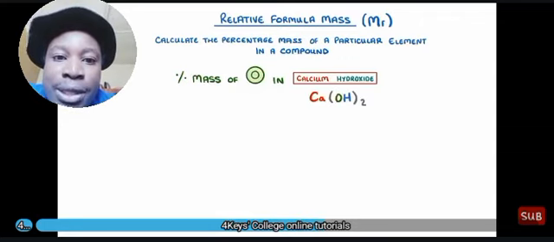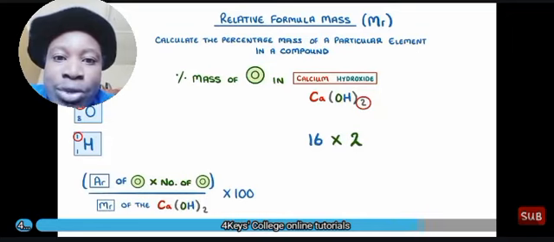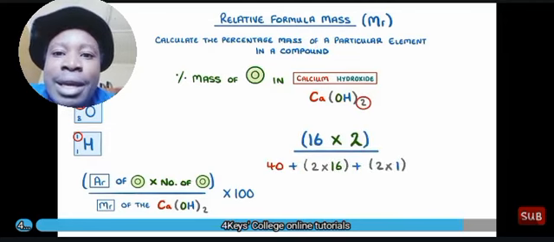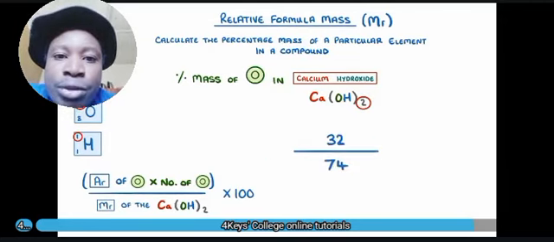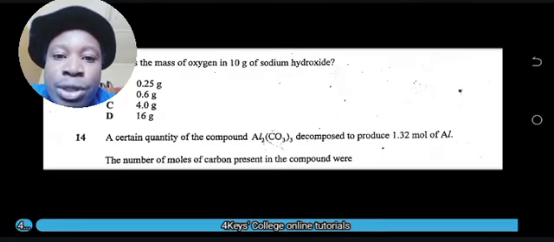Let's move on. Calculate the percentage mass of oxygen in calcium hydroxide. So you need the formula, that's calcium hydroxide. And as you can see there, you have 2 oxygen atoms in that hydroxide. So you're going to say the mass of the oxygen times 2, because you have 2 oxygen atoms. The 2 is outside the bracket, as you can see there, divided by the MR of the whole compound. So if you simplify that, we get 32 divided by 74, and we multiply that by 100, and we get our 43.2%. Okay, so this is how you go about it.